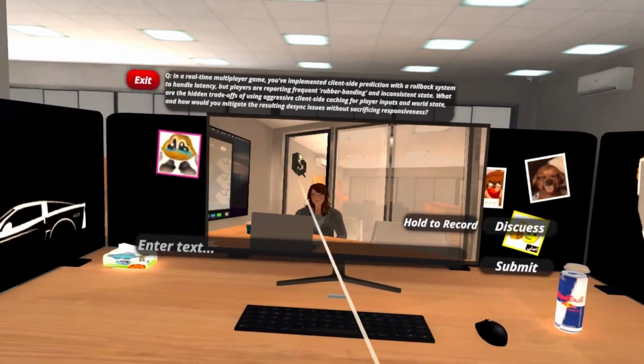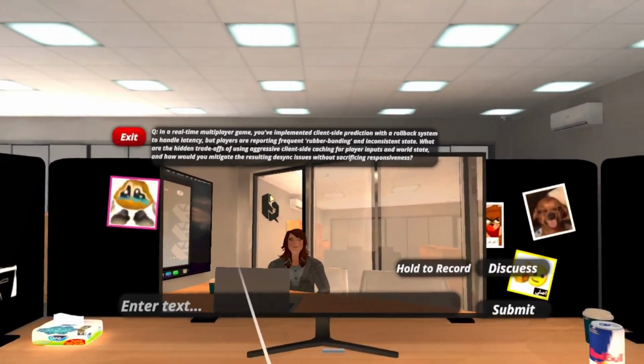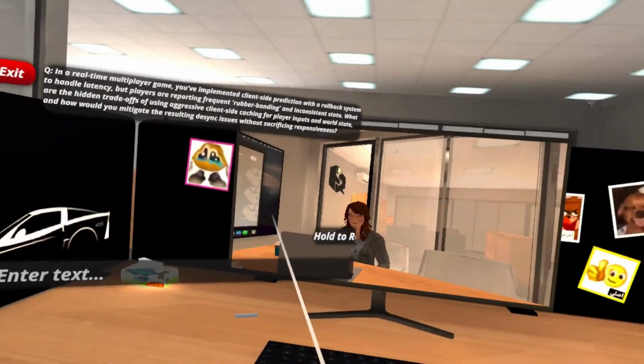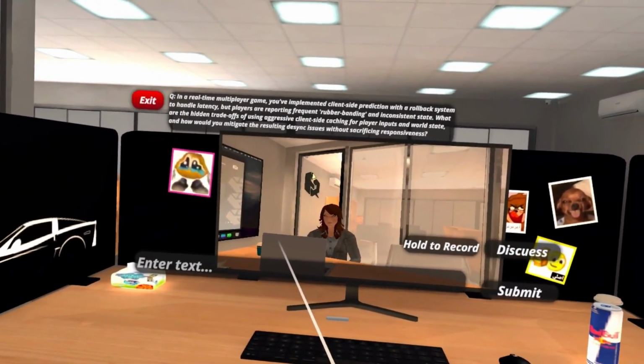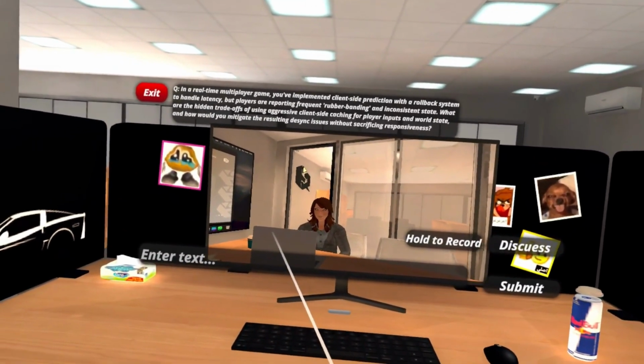In a real-time multiplayer game, you've implemented client-side prediction with a rollback system to handle latency, but players are reporting frequent rubber banding and inconsistent state. What are the hidden trade-offs of using aggressive client-side caching for player inputs and world state? And how would you mitigate the resulting desync issues without sacrificing responsiveness?